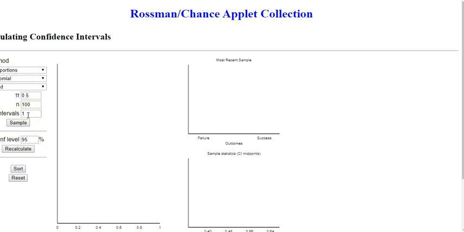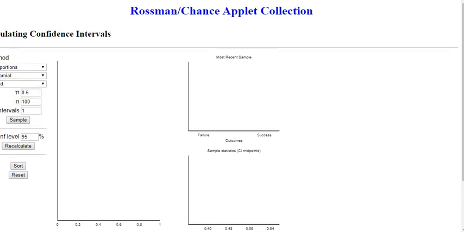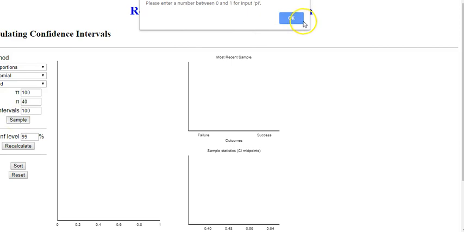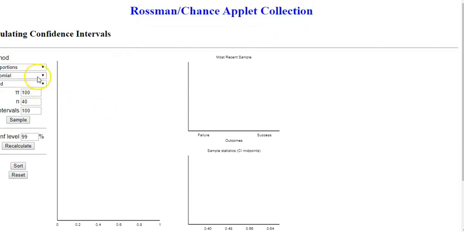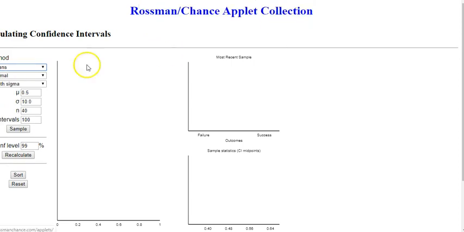Whoops. Did not mean to do that. I hit the wrong thing. I've got to do it all over again. Oh, means. Okay, it's making me do it again. Let's try this one more time. 100, 40, 4, 99.